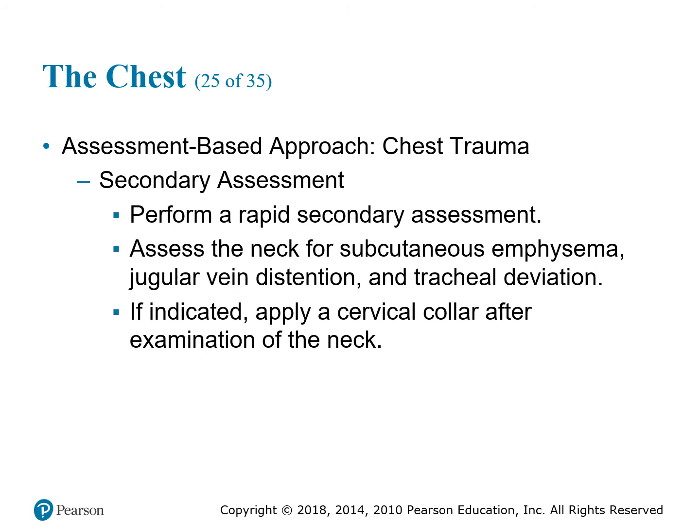Now, a secondary assessment. Perform a rapid secondary assessment. So your rapid trauma assessment is your quick head to toe to identify any other injuries, specifically any other life threats. Okay. Assess for subcutaneous emphysema, that's where you have air accumulating underneath the skin, jugular vein distension, or tracheal deviation. Now, if you do have a patient where you initially suspected spinal injury and you're holding that C-spine, then go ahead and apply a collar to that patient after you've assessed the patient's neck.